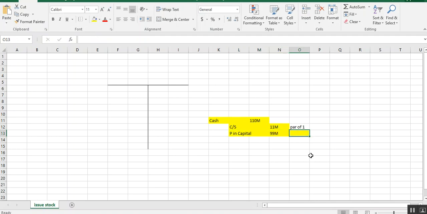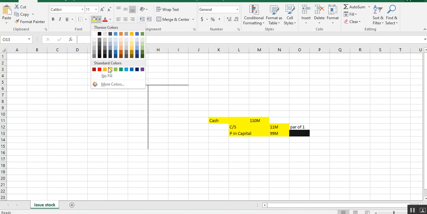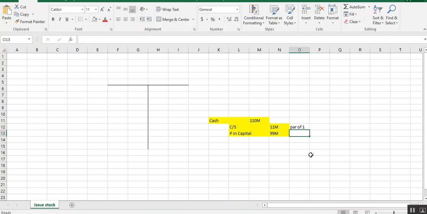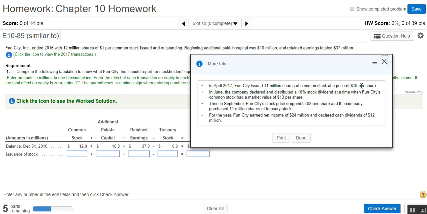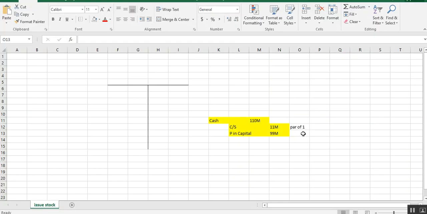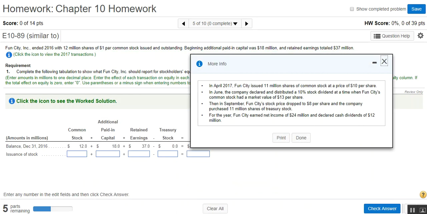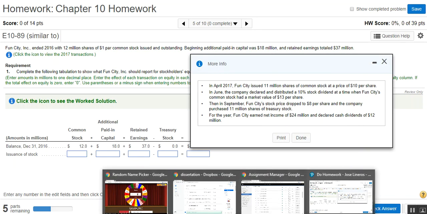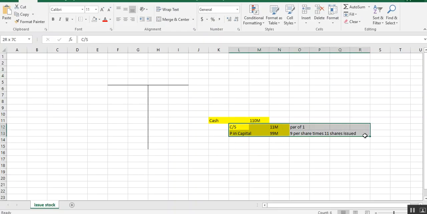This is, you've got the $10 per share, and it's minus $1 of par is $9 per share times the 11 million shares that are being issued. So that gives us the total of 11 million. So now that you have your entry, it's pretty easy. Basically, they're asking you for this right here.